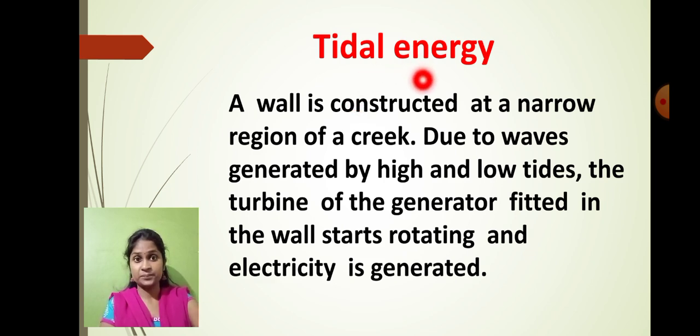One more type of energy, students, is called what? Tidal energy. Now what do you mean by tidal energy? In the case of tidal energy, water waves are used to generate electricity. A wall is constructed at a narrow region of a creek. Due to the waves generated by high and low tides, the turbine of the generator fitted in the wall starts rotating and electricity is generated. Now you must be thinking how exactly those turbines are situated underwater and how they are rotated.